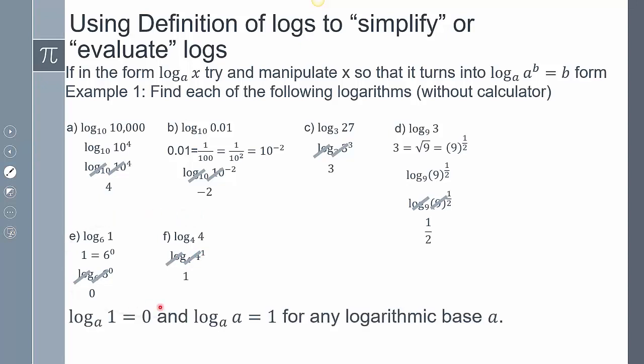Now these are going to be fundamental identities. Log base a of 1 is always 0, and log base a of a is always 1 for any log base a. So for any base, log base a of 1 equals 0, and log base a of a equals 1.